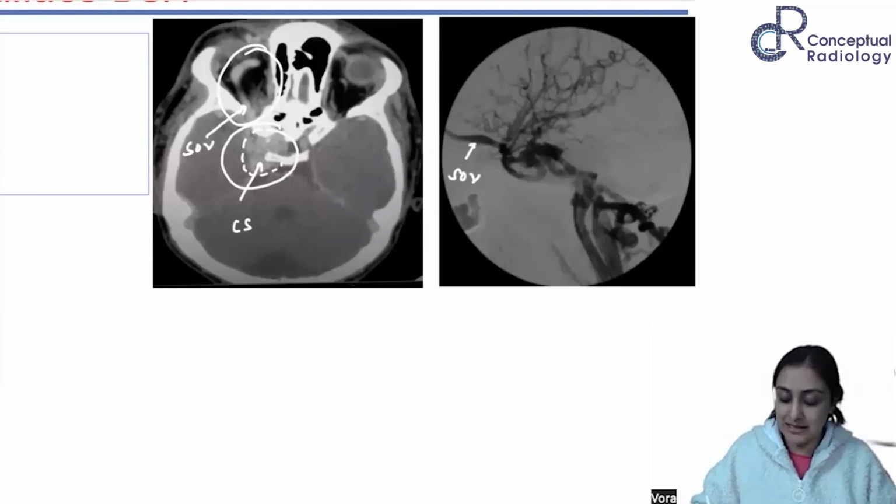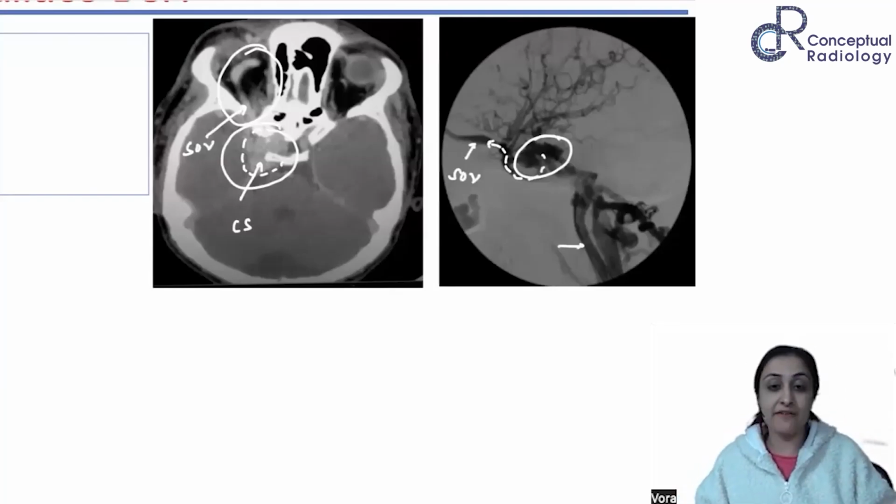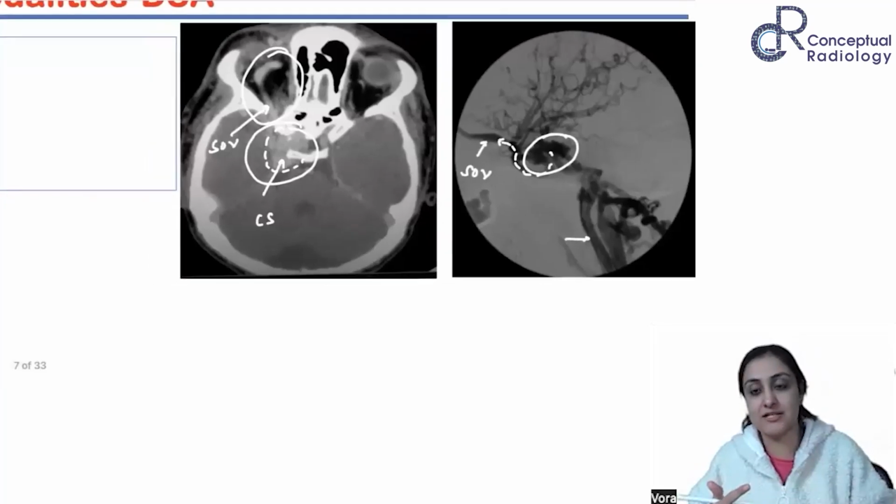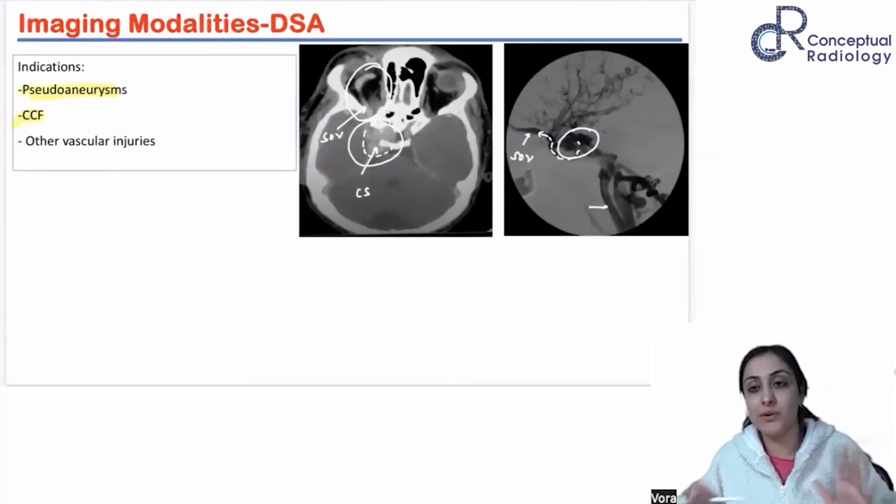So what we are seeing here is on the DSA, in the ICA run on the right side, we can see how the cavernous sinus is opacified, and you can see that the superior ophthalmic vein, a tributary of the cavernous sinus, is also filling up with blood because there is a communication. There is a fistulous communication between carotid artery and the cavernous sinus.